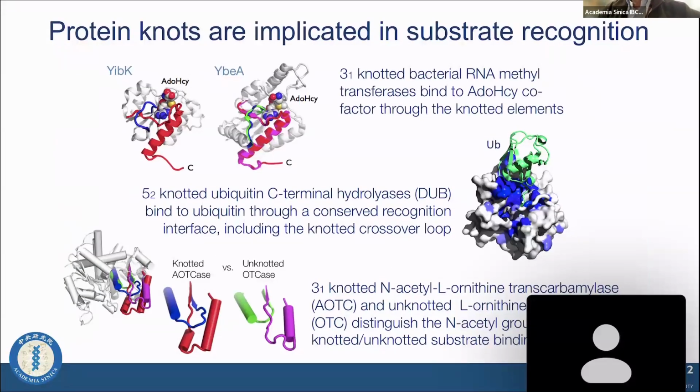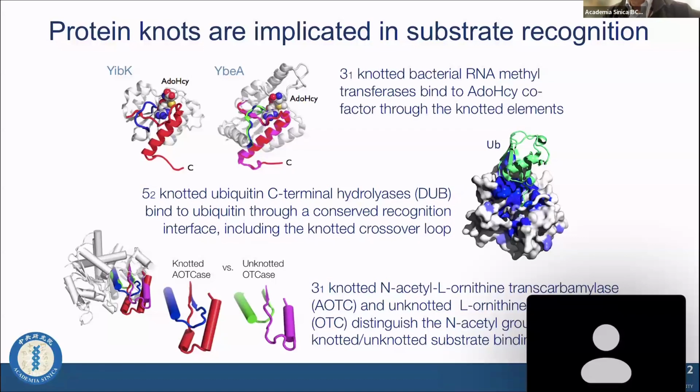And what do these protein knots do? If we look at some of the large knotted protein families, some of these knotted elements are used to bind to cofactors. For example, YibK and YbeA. They have pretty different structures if you just look at them by eye, but they have the conserved knotted elements that I highlighted in red and blue. And these knotted elements are used to bind to a cofactor that becomes a methyl donor to modify RNAs.